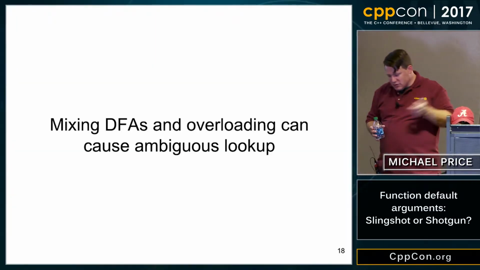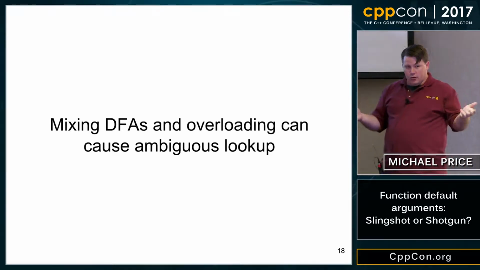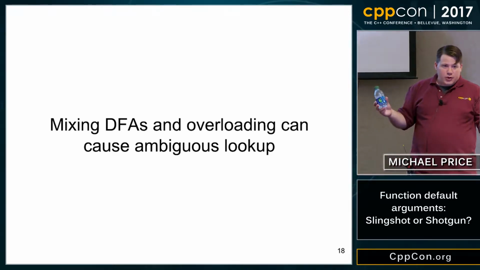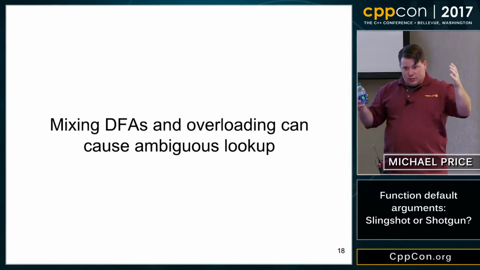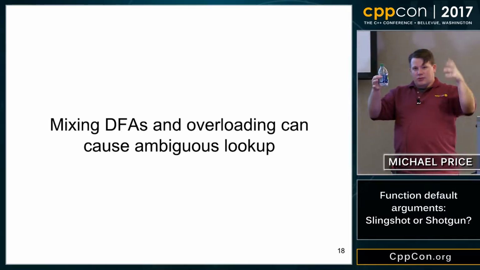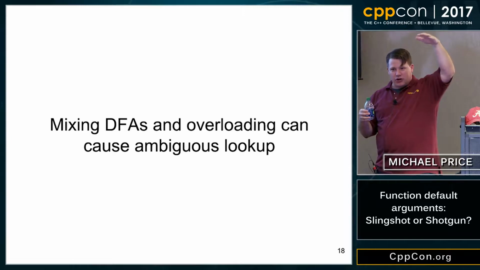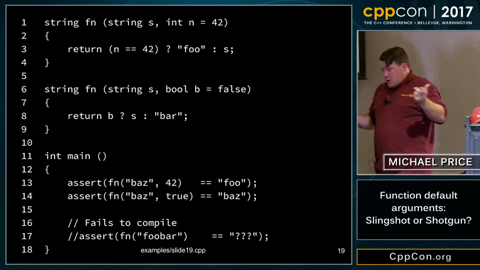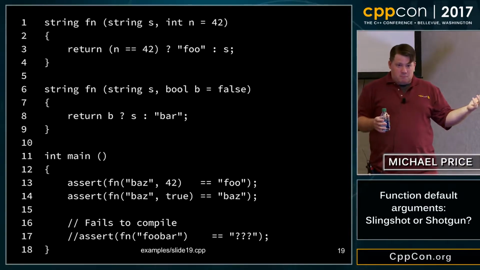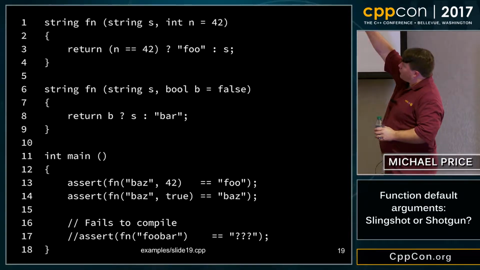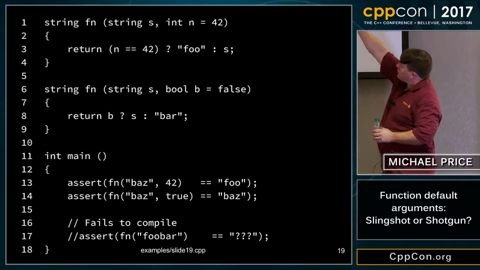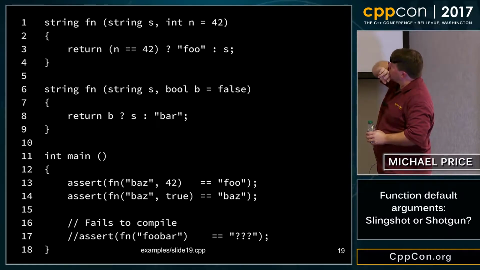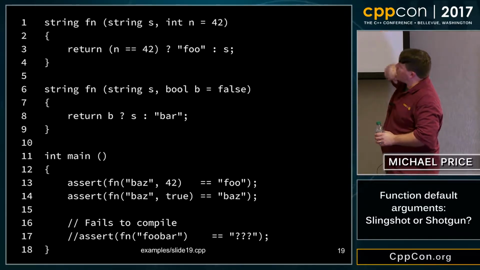Okay, there's another problem. Say you're going to go do this. Well, how would you go about doing it? You would start replacing these things, right? While you're in that intermediate state where you have some that are default arguments and some that are overloads, you can create situations where it's ambiguous. So here we have two overloaded functions, the overload set of fn. One takes a string and an int, and one takes a string and a bool. The second parameters in each of them have defaults.